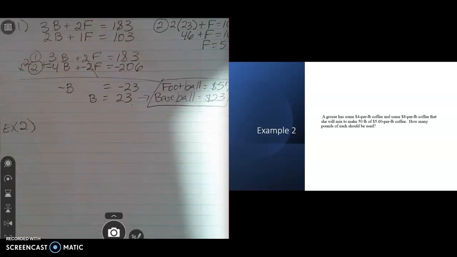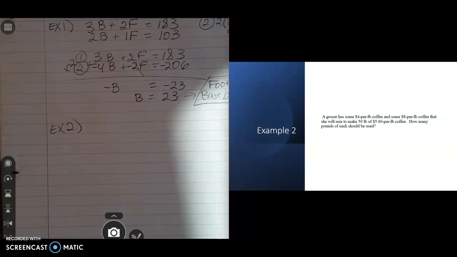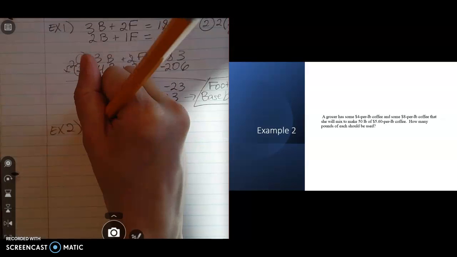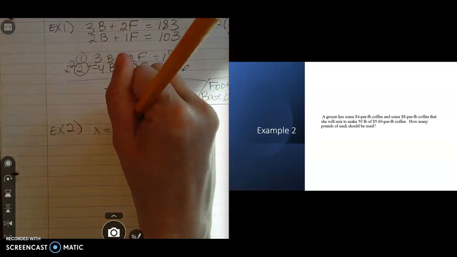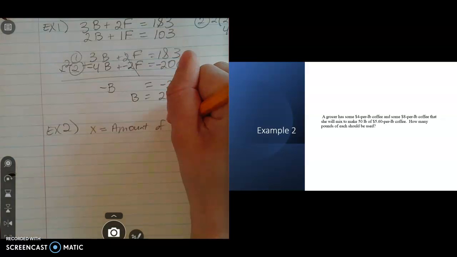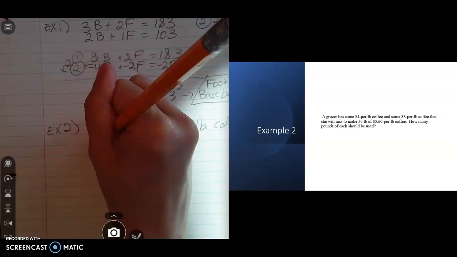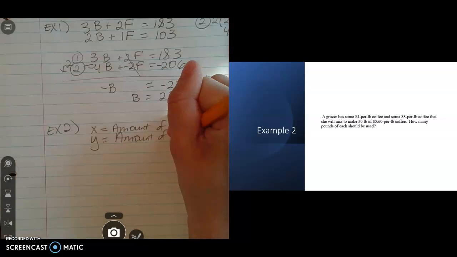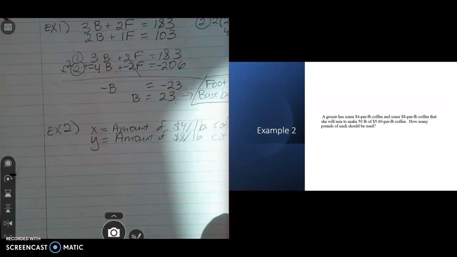So there's kind of a difficult thing to make variables here. So I actually am just going to use X's and Y's on this, okay? So I'm just going to define those. I'm going to say that X is the amount of $4 per pound coffee. And I'm going to say that Y is the amount of $8 per pound coffee. Just so I know what those variables are and what they mean throughout the problem.